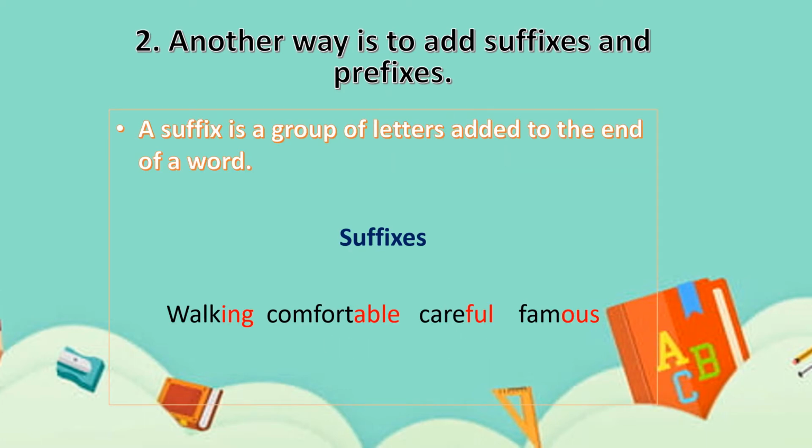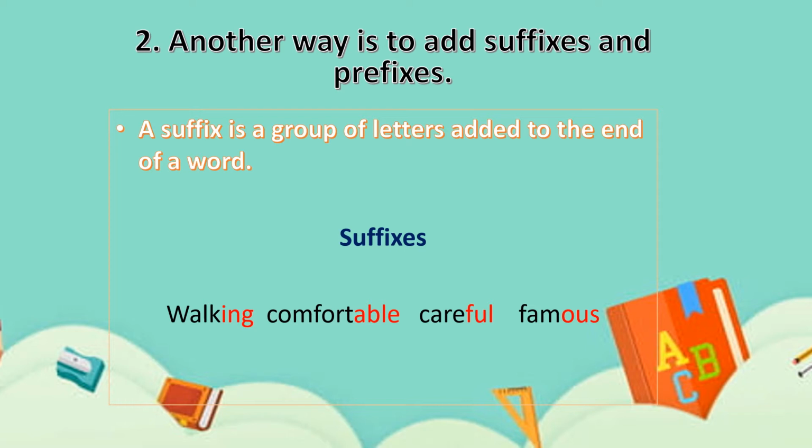Another way is to add suffixes and prefixes. What's a suffix? A suffix is defined as a group of letters added to the end of a word. Here are some examples of suffixes. The first word, walking. The stem here is walk, and we add the suffix ing to the end of the stem walk, so again it becomes walking.